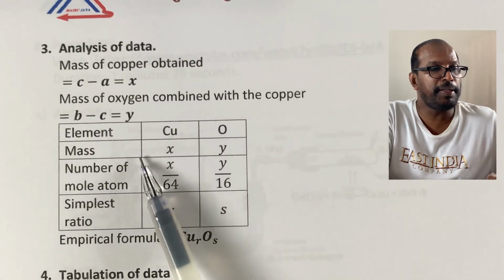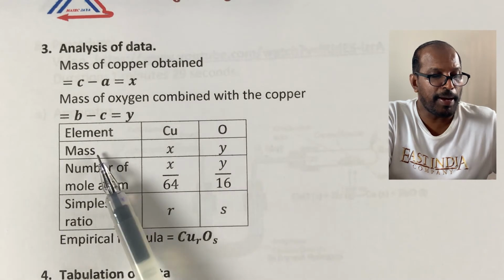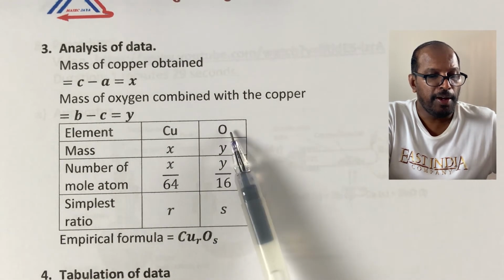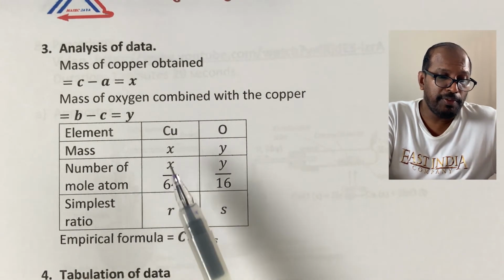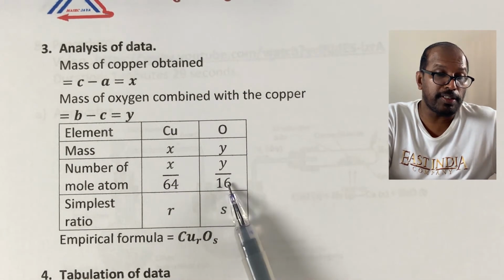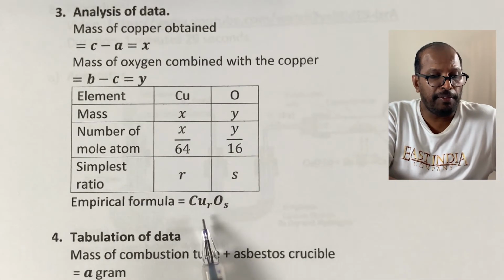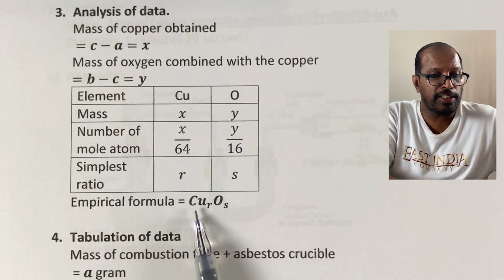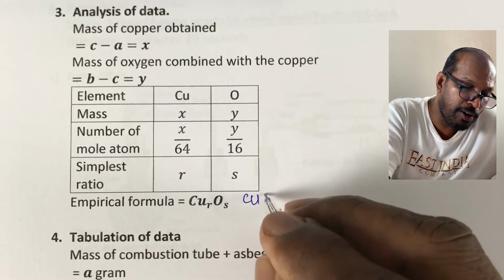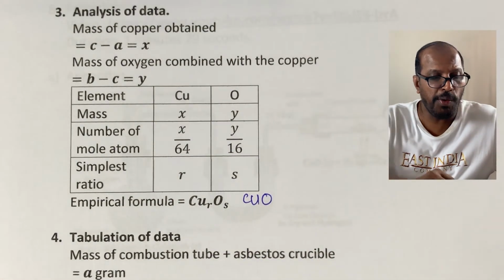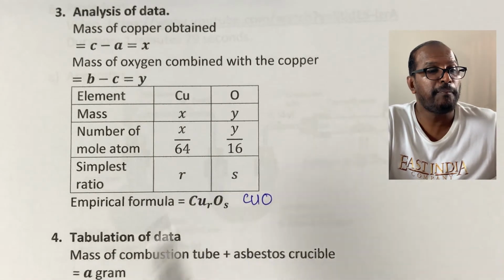Now we use a table to determine the empirical formula. The elements are copper and oxygen. The mass of copper is X gram, oxygen is Y gram. Then we calculate the number of moles of atoms, which is X divided by 64 and Y divided by 16, and let's say the ratio is R and S. Therefore, the empirical formula of copper oxide is CuRO_S. By right, we will get copper oxide, CuO. But since we don't have all these values, we will write in the exam in this form.